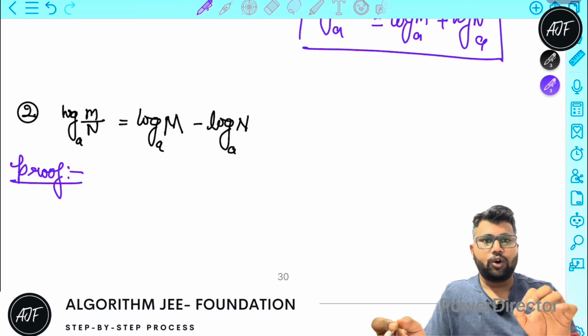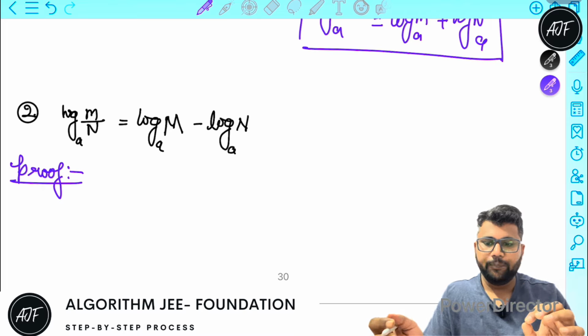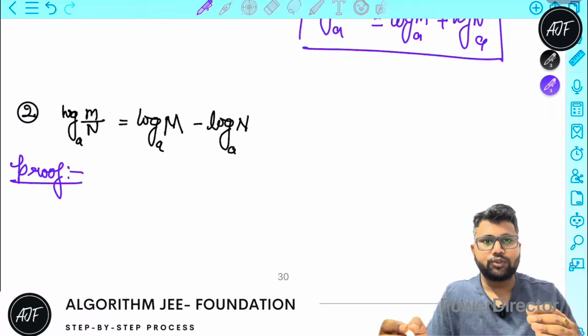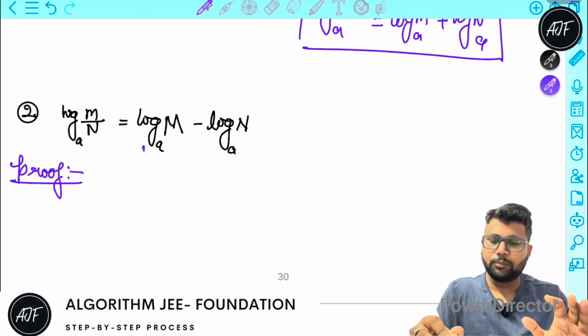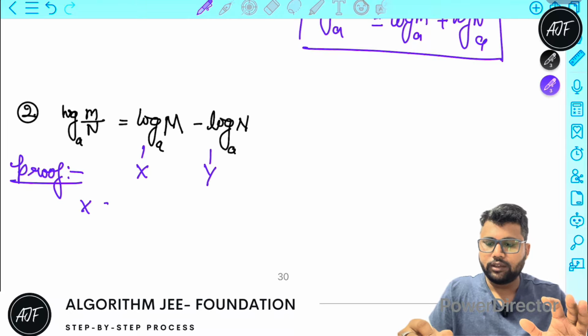This is the division property. Log m upon n is given, so it is converted into log m minus log n. The same thing, if you see the proof, assume this is x and assume this is y. So x is equal to log m base a.